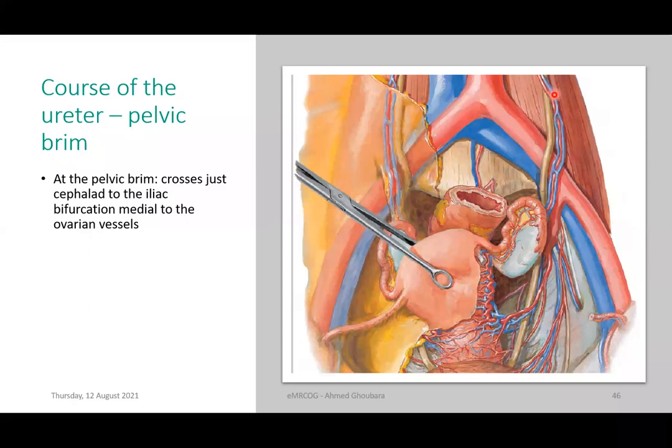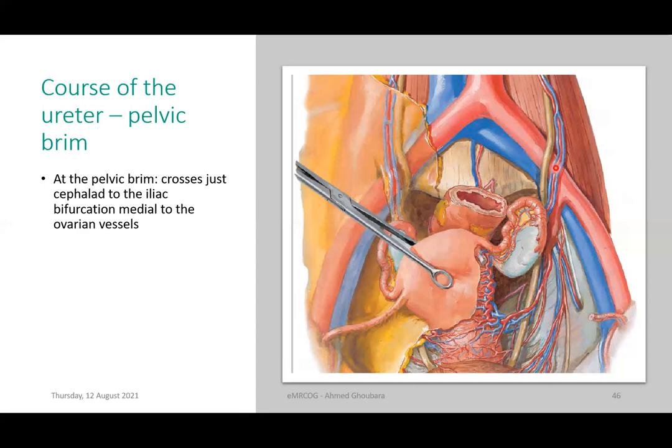At the pelvic brim, it passes just lateral to the iliac bifurcation. This is the iliac bifurcation, external and internal, just a little bit above it. In the language of anatomy, we call it lateral to the bifurcation. It just crosses in there, and at that point it will be medial to the bifurcation, medial to the ovarian artery.